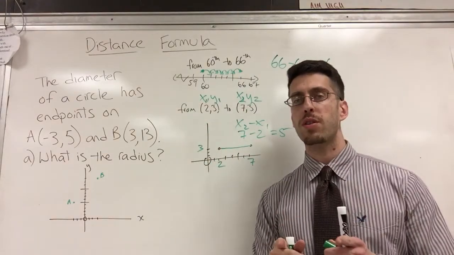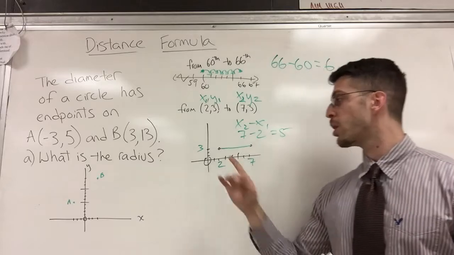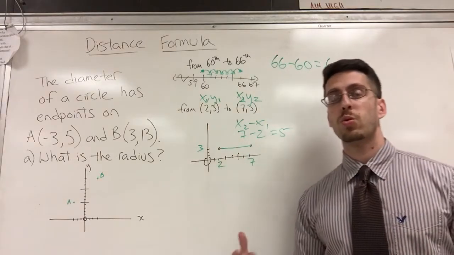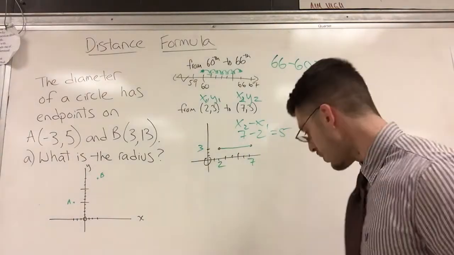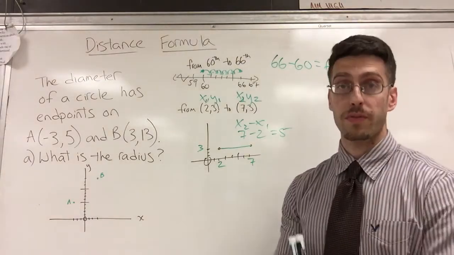But what if they both change? How would I get from 2, 3 to, let's say, 7, 15?